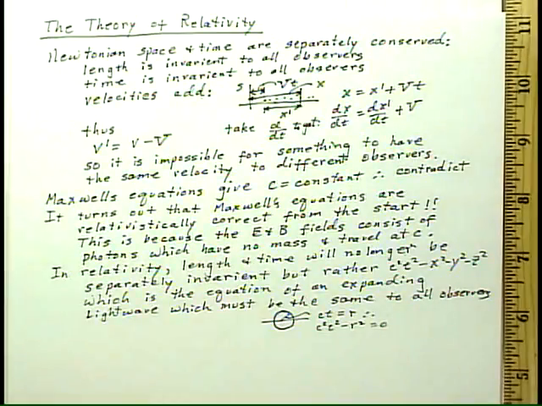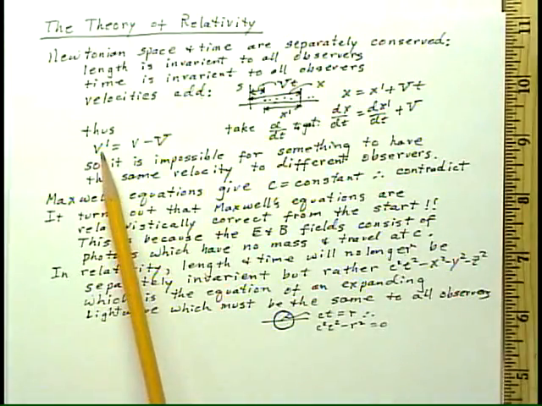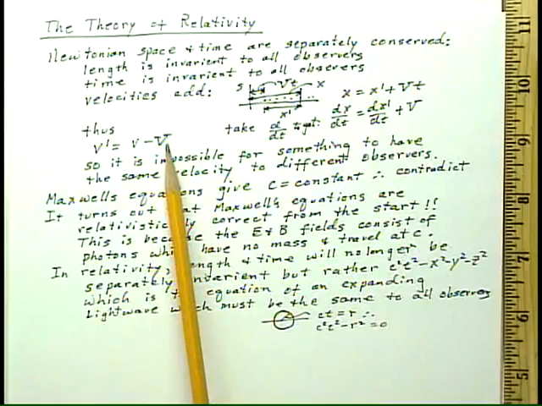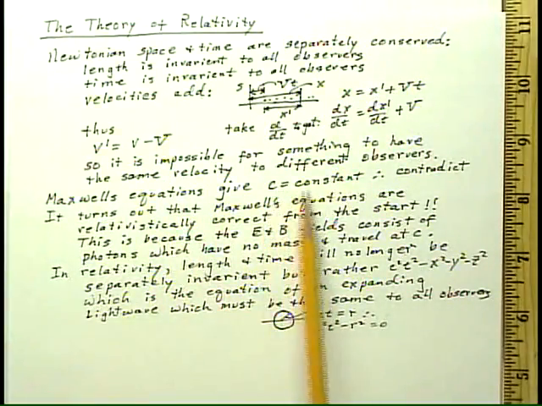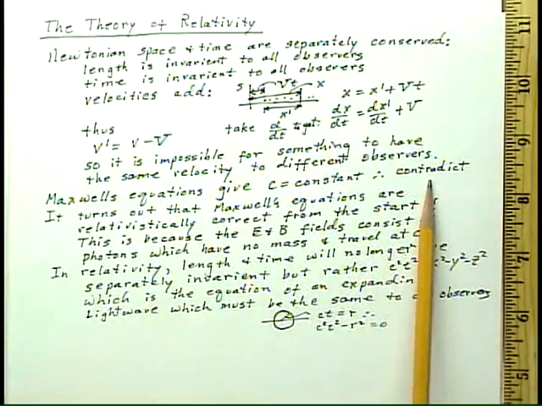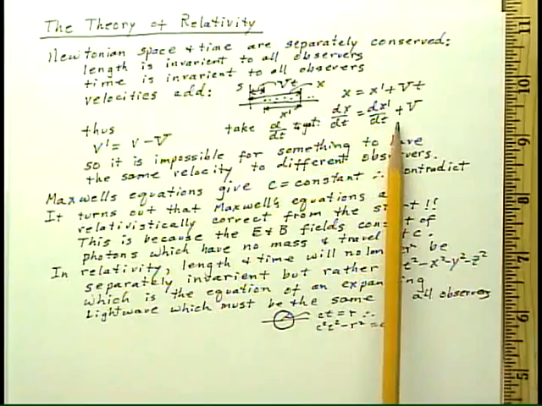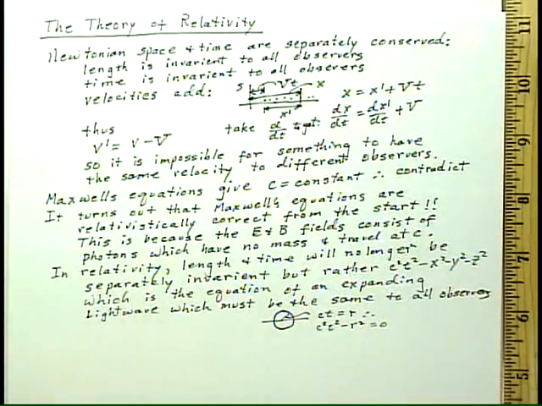Thus we see that because the velocity in one frame is the velocity in another frame minus the difference of the velocities in the two relative frames, it's impossible to have c equal to a constant without contradicting our basic notions of space and time that are the absolute foundations of Newtonian mechanics. It turns out, as we mentioned last time, that Maxwell's equations are relativistically correct and not Newton's equations.